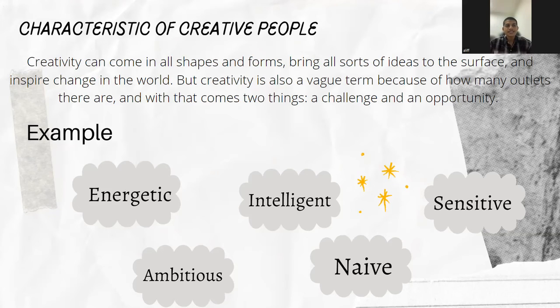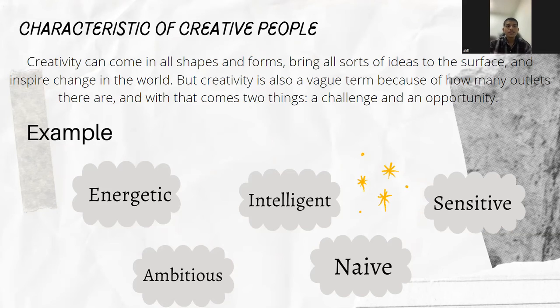So for example, number one is energetic. Creative people have a certain energy surrounding them. They tend to radiate a great deal of energy and put their whole heart into what they expend their energy on. Second is intelligence. Being intelligent is another characteristic of being creative. There is an array of wisdom within the mind of a creative person, much like a gift that is hard to find.